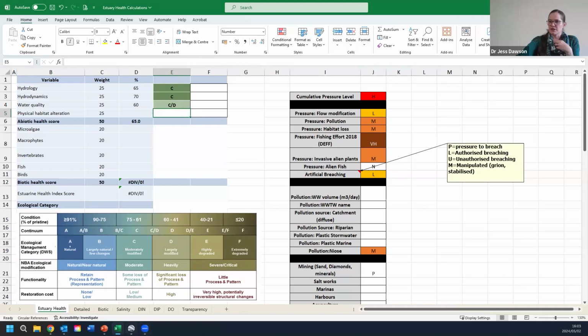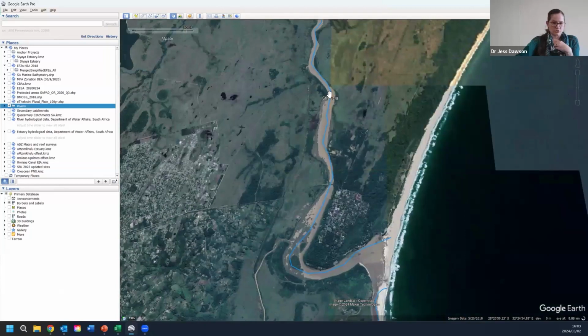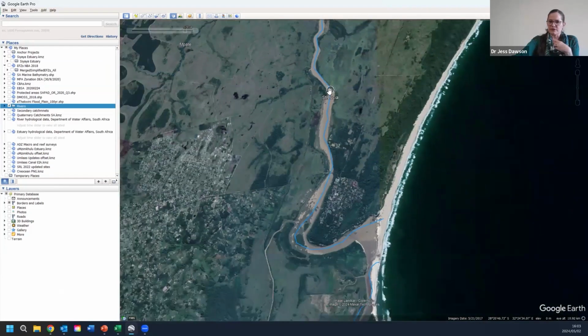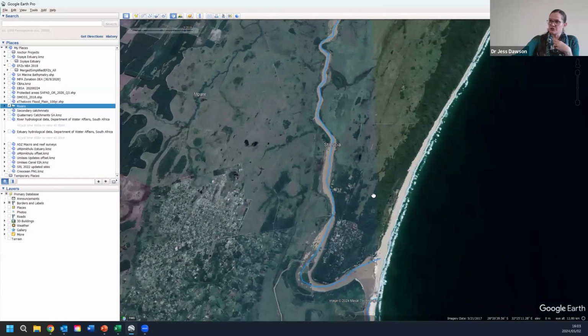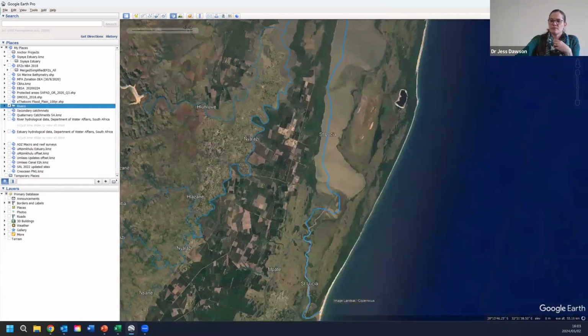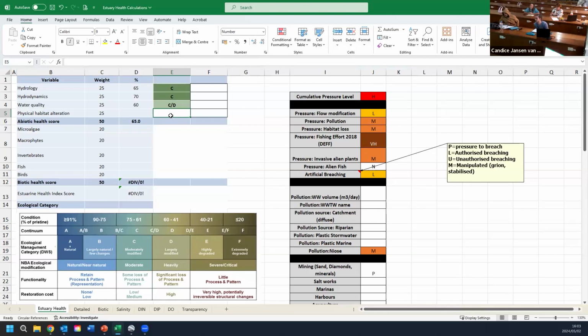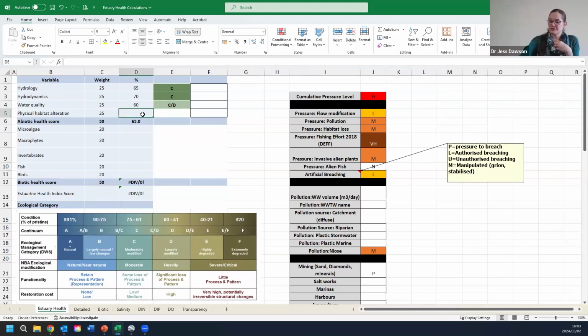Physical habitat. So how much has there been physical change to the estuarine functional zone? Change to the amount of subtidal and intertidal habitat, changes to the bathymetry or the depth of the estuary. I'd say that it's very low, so maybe, let's say 55. 55, a lot of change to the physical habitat. D.